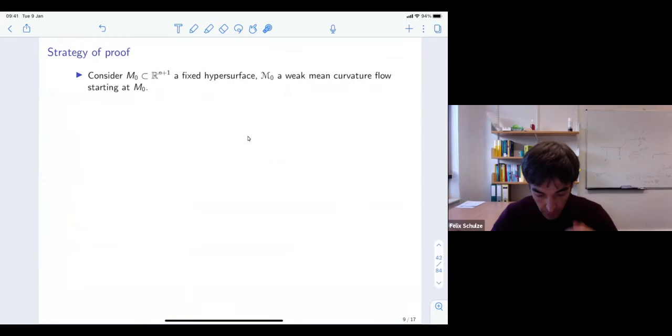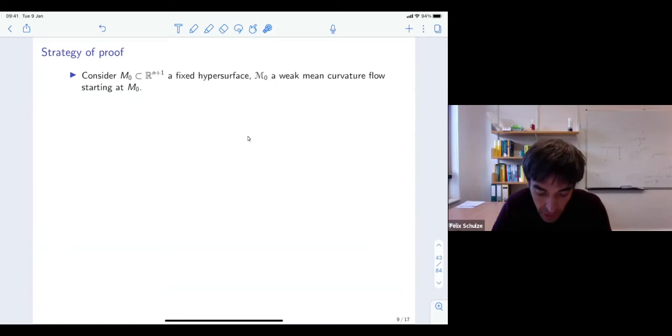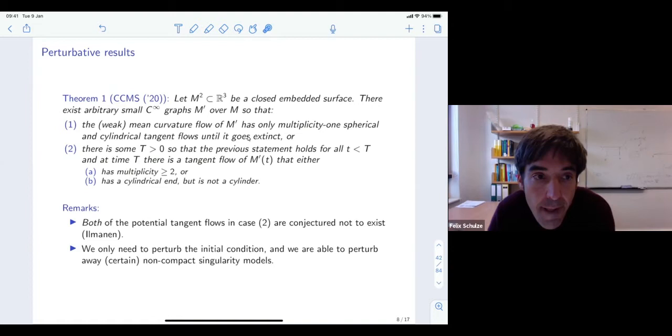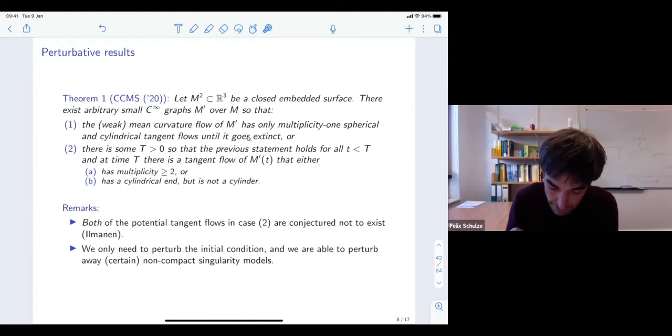Now let me give you a strategy of the proof. Are there any questions with this result, maybe before I go to the strategy of the proof? I want to ask you a question later, but it has to do with the elementary. So, okay. The idea is the following.